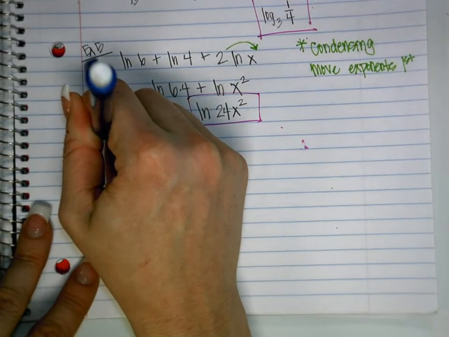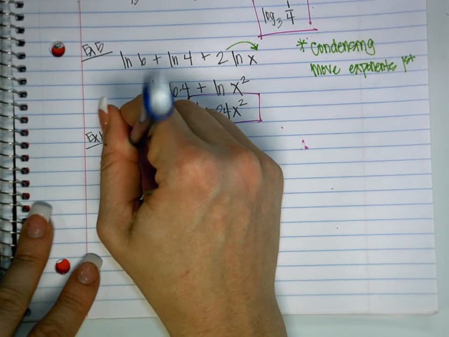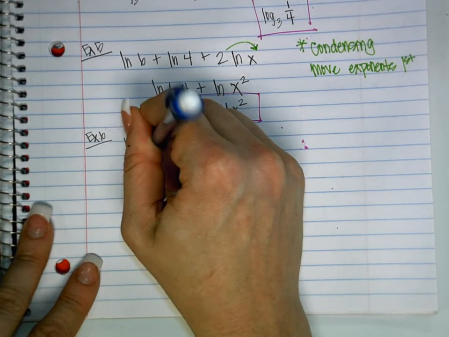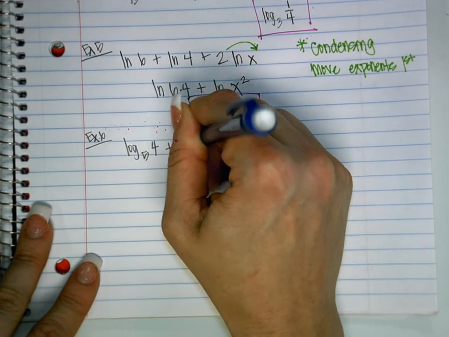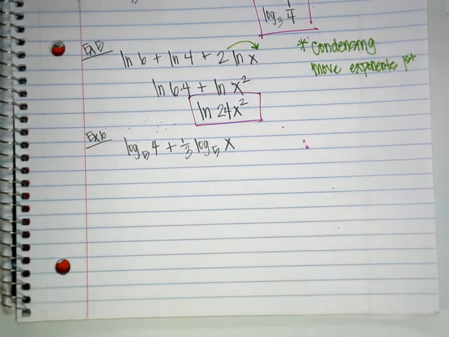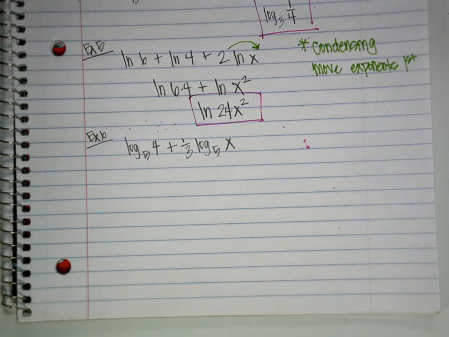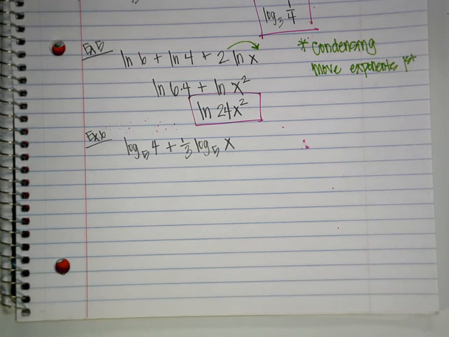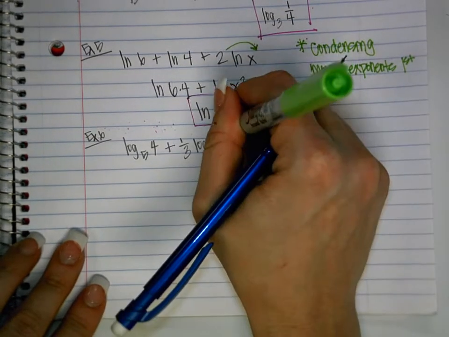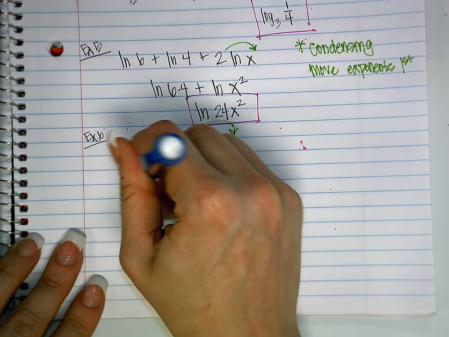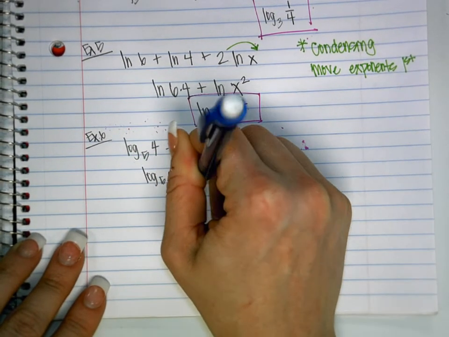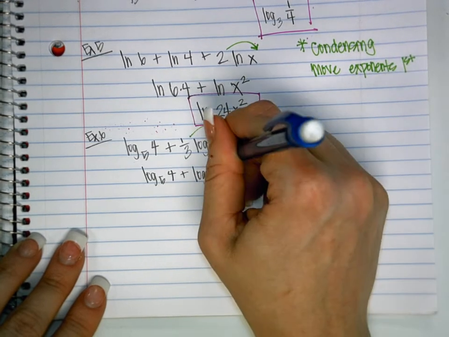Okay, number 6. Very similar. I want you to condense again. Log base 5 of 4 plus 1/3 log base 5 of x. So what do I want to do first? Do I want to do the addition first or the power rule first? The power rule. So let's take this, make it a power. So log base 5 of 4 plus log base 5 of x to the 1/3 power.